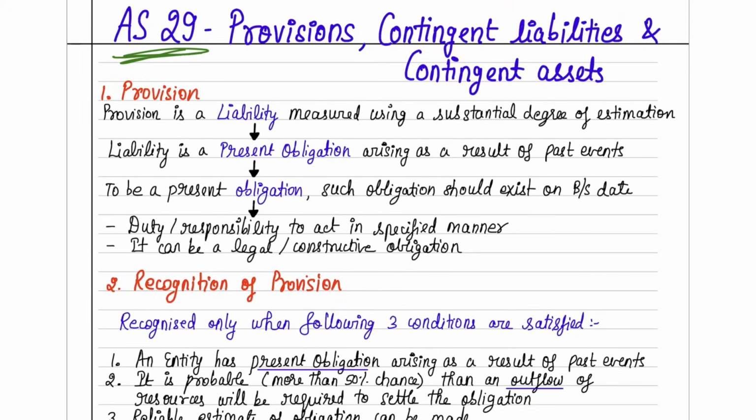So today we are going to learn AS 29, which speaks of provisions, contingent liabilities and contingent assets. Before I start with the video, let me tell you that this is part 1 of the video which will cover all the concepts. There's going to be a part 2 to this video which will cover all your ICAI questions, which includes your illustrations and test your knowledge. So do make sure to watch both the parts to get complete coverage.